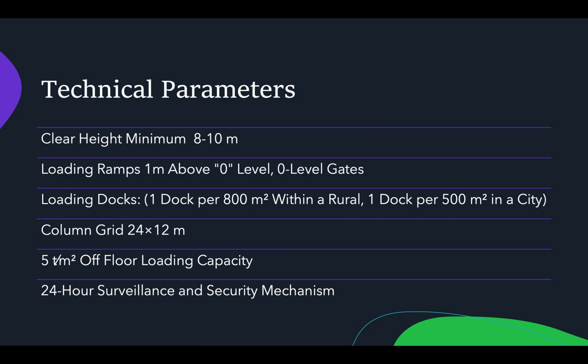Listed below are some of the technical parameters for a data warehouse. It must have a clear height minimum of 8 to 10 meters, loading ramps 1 meter above zero level, and zero level gates. For loading docks, it's 1 dock per 800 square meters in a rural area, 1 dock per 500 square meters in a city. The column grid is 24 by 12 meters, and then 5 off-floor loading capacity, and a 24-hour surveillance and security mechanism.